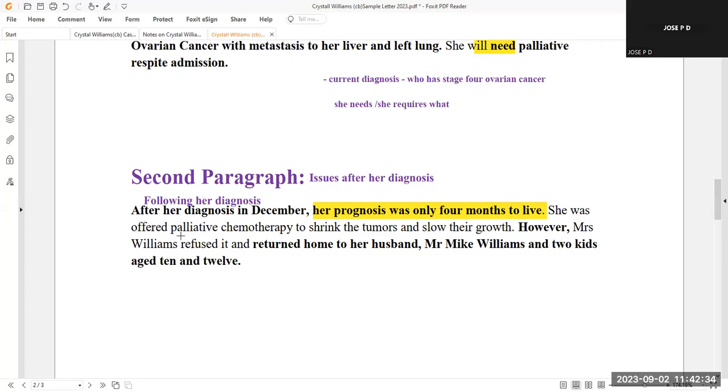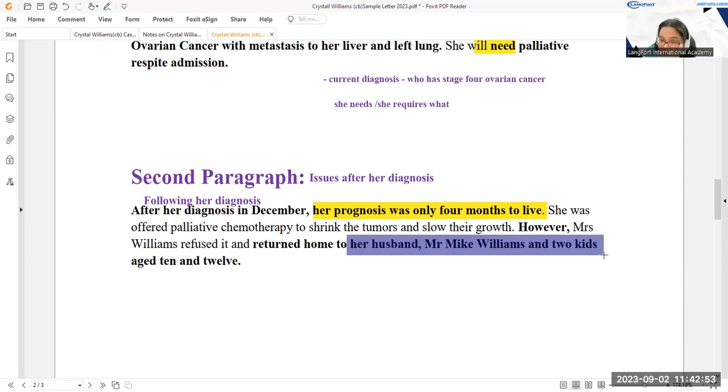She was then offered palliative chemotherapy to shrink the tumors and slow their growth. However, Mrs. Williams refused it. Refused what? Refused the chemotherapy and returned home to her family. And I've actually introduced her family like this. Instead of writing later, her husband's name is Sohadi. She has 2 kids. I've introduced them as her family.